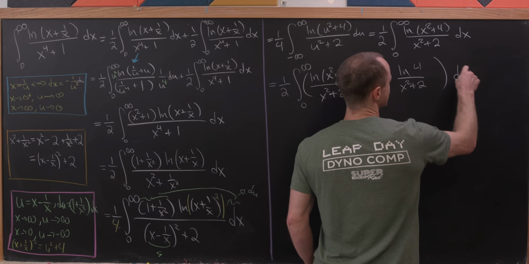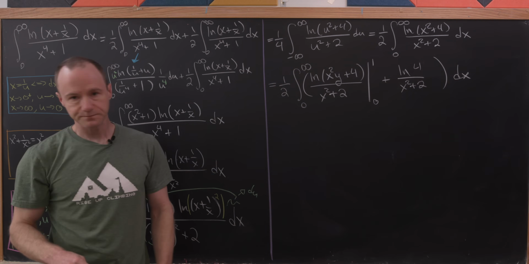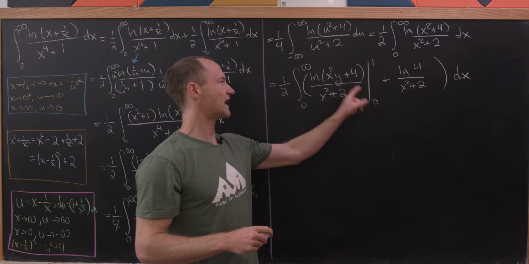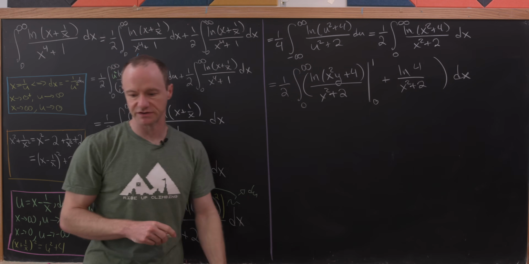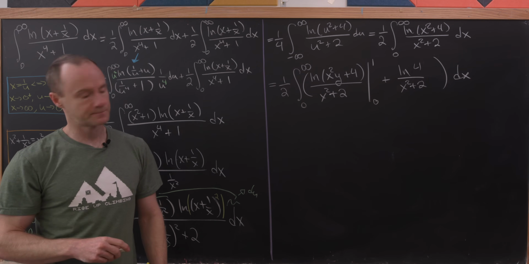So we've got something like this at the moment. Just to be thorough, if we evaluate this at 0, we get minus the natural log of 4 over x squared plus 2. So that's where that's going on.